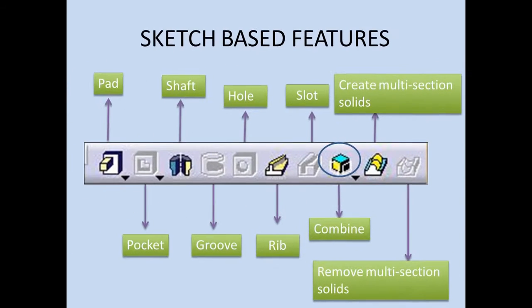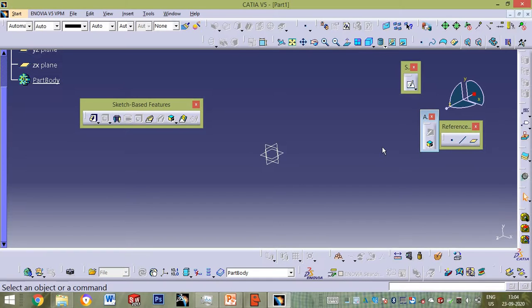In this video, we will continue with our previous videos. We were in sketch-based features. In our last videos, we covered pad, pocket, shaft, groove, hole, rib and slot, as well as the references, which is creating points, planes and lines. In this video, we will concentrate on solid combine and stiffener.